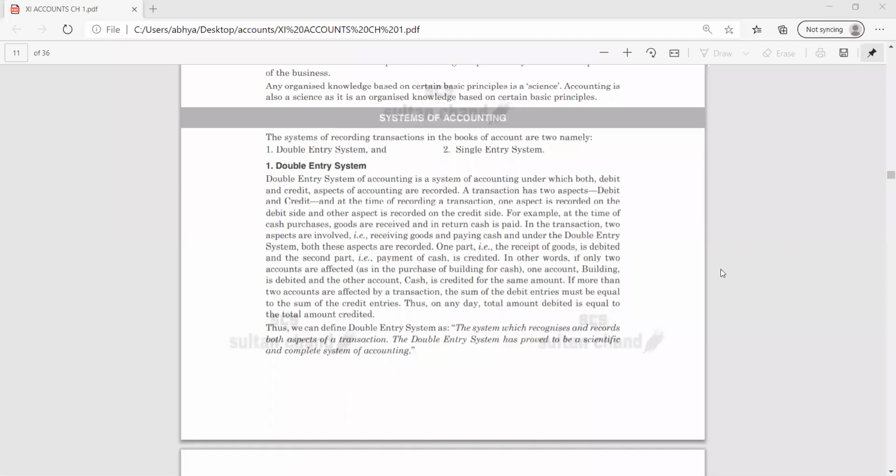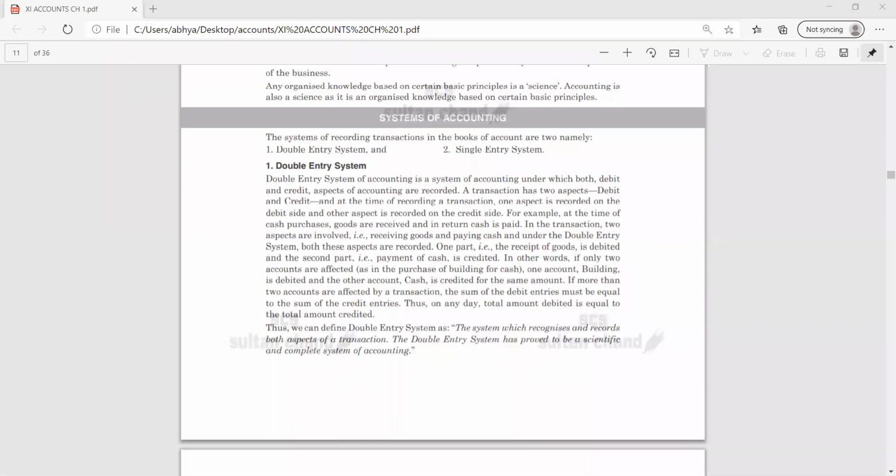So which is increasing, which is decreasing? Machinery, furniture and building are increasing and bank account is decreasing. So which account will be debited and which will be credited? Machinery, building and furniture will be debited and bank account will be credited. Yes, very good, Harshita. Keep it up. Darshika, Samay, Dhruv, everyone has given me the correct answer.